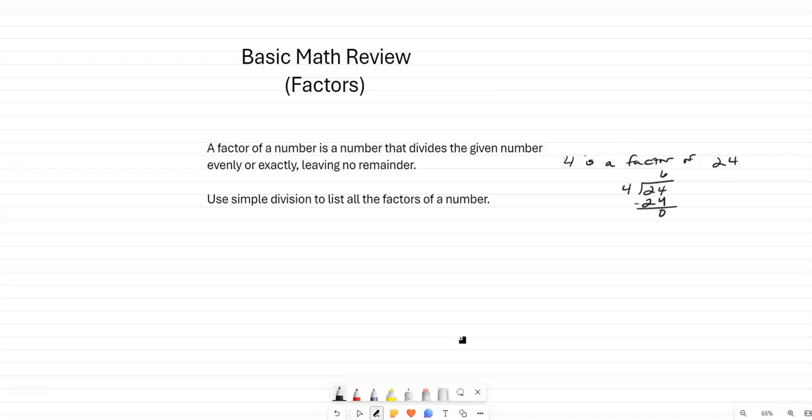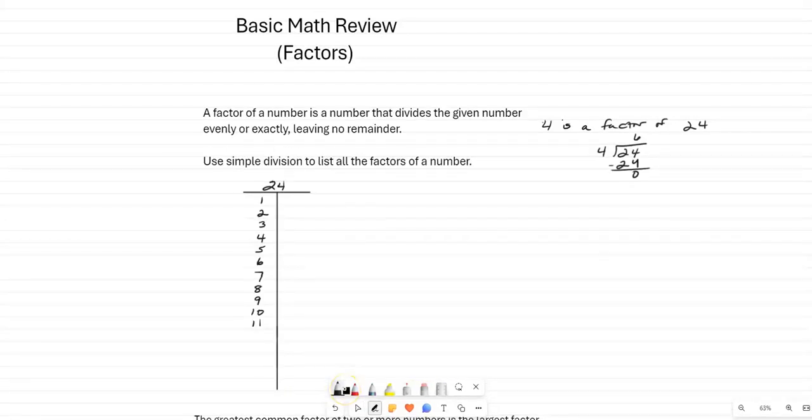So we can use simple division to list all the factors of a number. 4 is just one factor of 24, but there are several factors of 24. So here's a way to list all the factors of a number by using simple division. Let's take 24 and create a table. I just drew a line here, and we're drawing a table with a left side and a right side. Within this table, I am simply listing numbers 1 through 11, right?